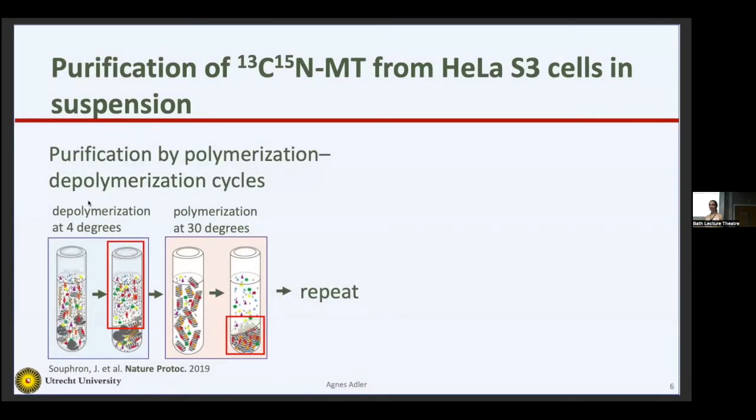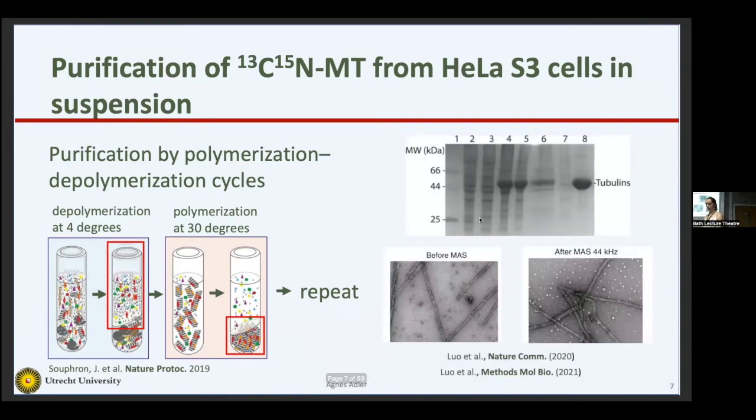So first of all, how do I even get the microtubules? We can purify labeled or unlabeled microtubules from HeLa S3 cells in cell suspension. And we purify them by polymerization, depolymerization cycles. Microtubules are depolymerizing at 4 degrees, so when you take the supernatant, you get the tubulins, and they polymerize at 30 degrees. So when you take the pellet, you get full microtubules, and then you repeat this to get rid of MAPs and other stuff of the cell and so on.